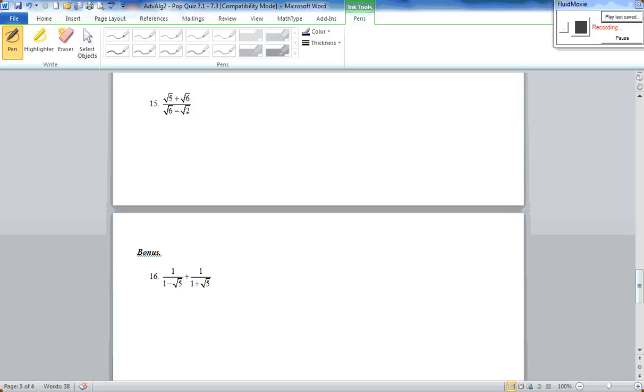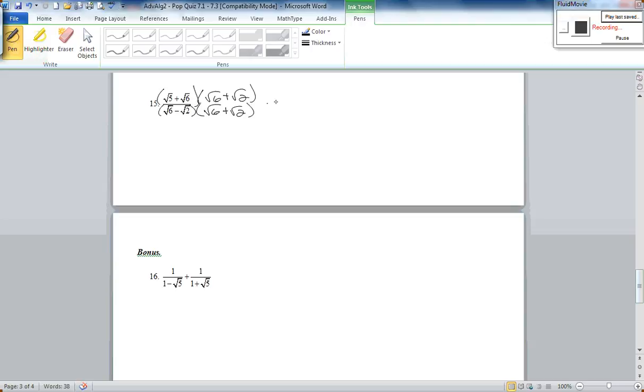Okay, on question 15, we have to rationalize the denominator, but it does become a little more difficult because the denominator is a binomial. In order to get rid of these radicals, what we have to do is multiply this denominator by its conjugate. Its conjugate is radical 6 plus radical 2. Anything we do to the denominator, we have to do the exact same thing to the numerator. So again, in essence, we're multiplying by 1.